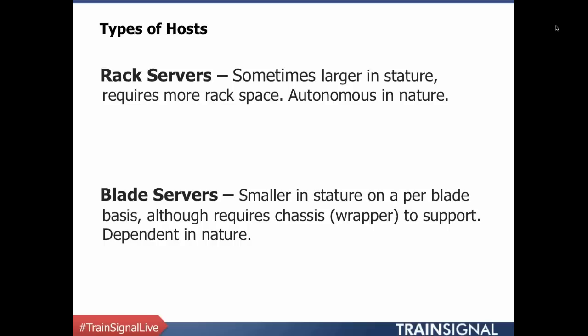From a blade server perspective, these guys are usually smaller in stature, and on a per blade basis, you can have multiple blades within the chassis itself, and the chassis is really the wrapper for the blade servers. And these guys are really dependent in nature, meaning that the chassis itself is providing a bunch of I/O avenues for those blade servers to talk, whether it's for storage or just common network communication. It's all provided within the chassis itself. So usually a blade server cannot operate by itself. A rack server can operate by itself. It's autonomous in nature.